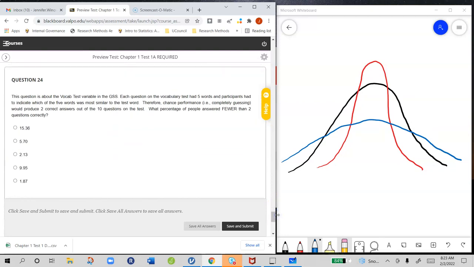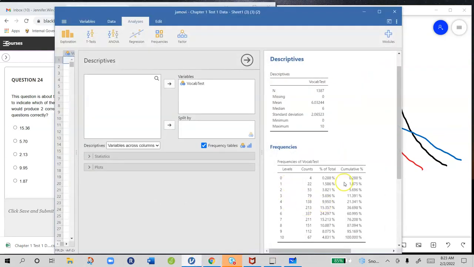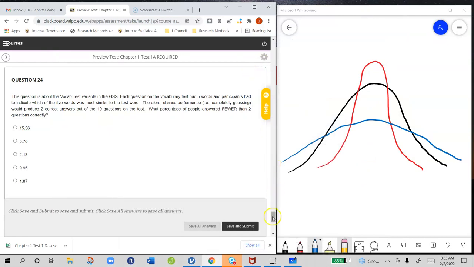All right, number 24, we're looking at what percentage of people answered fewer than 2 questions correctly. So in this case, we have fewer than 2 questions. You're going to look at 1 or lower. That would be 1.85 or 1.875%. Or it's 1.87 on question 24.